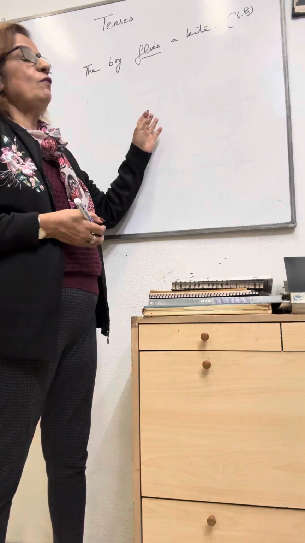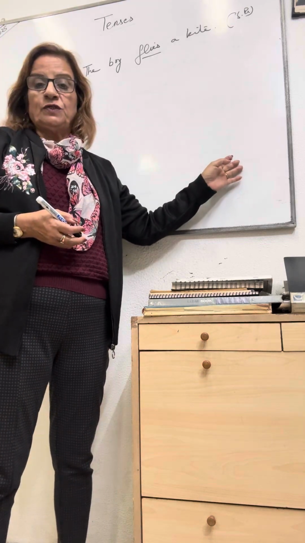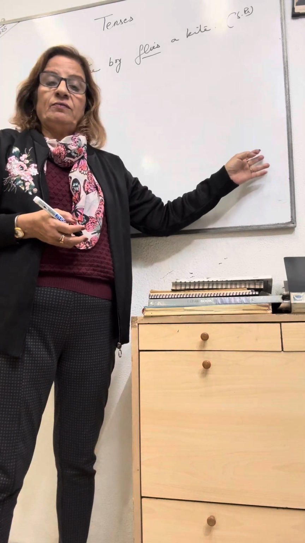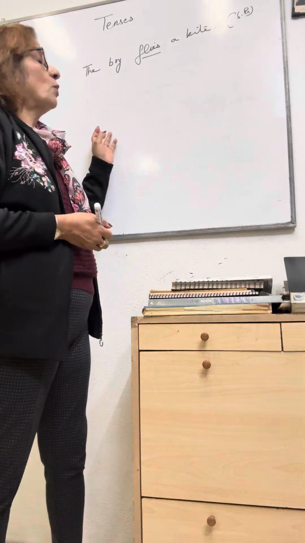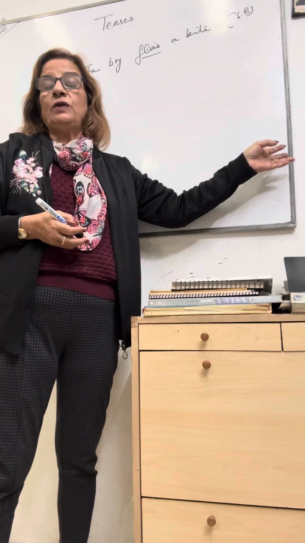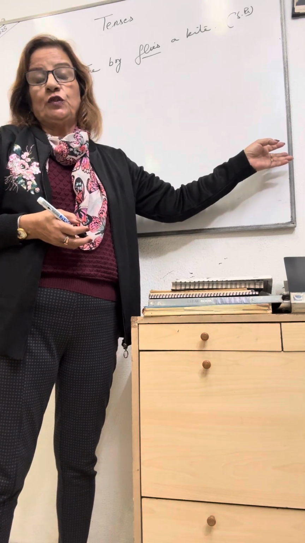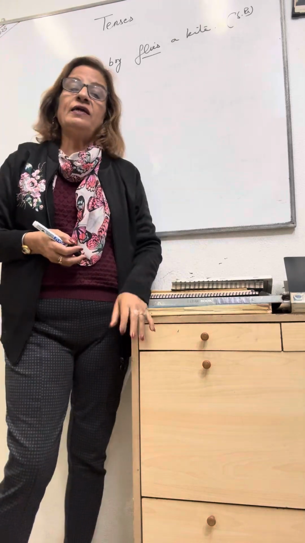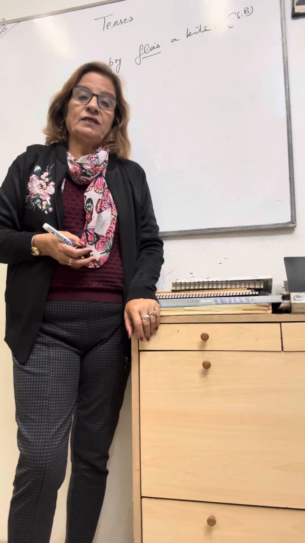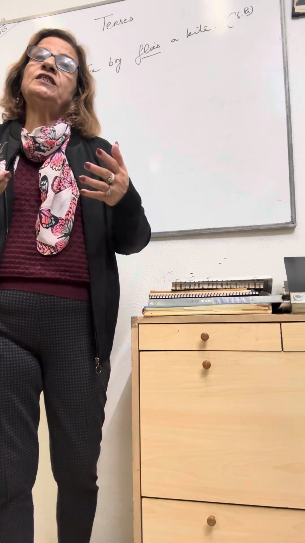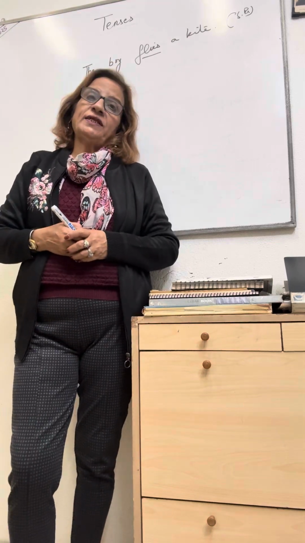Now change it into future. The boy will fly a kite. Simple future. The boy will be flying a kite. Future continuous. The boy will have flown a kite. Future perfect. And the boy will have been flying a kite. Future perfect continuous. So you saw students, any sentence we can change into any kind of tense.